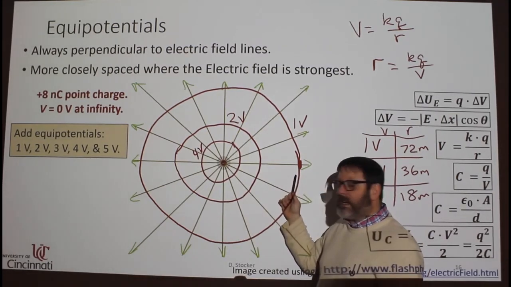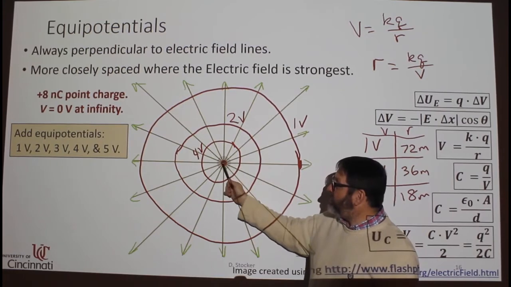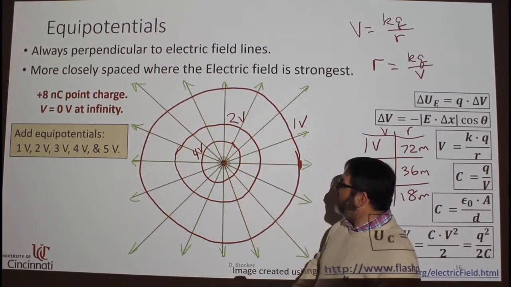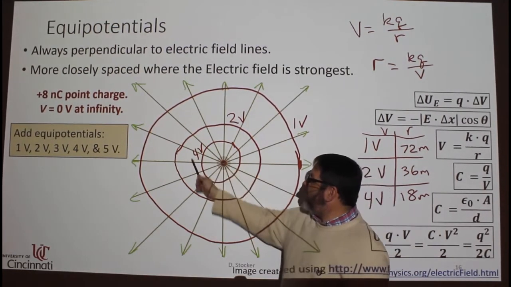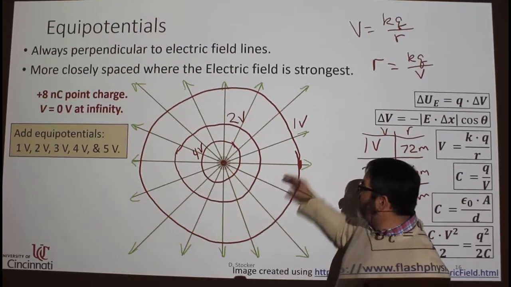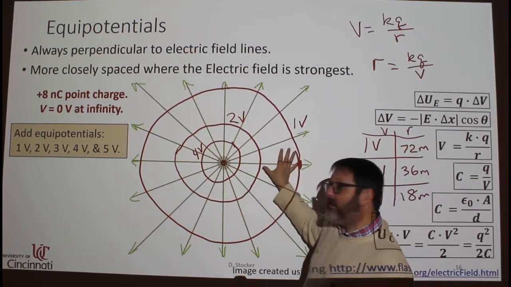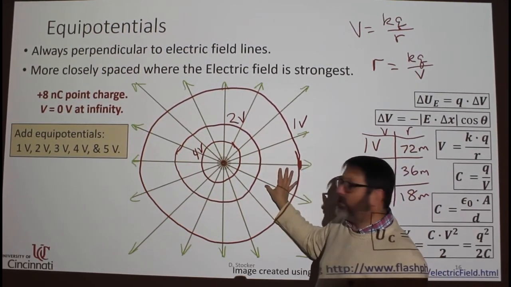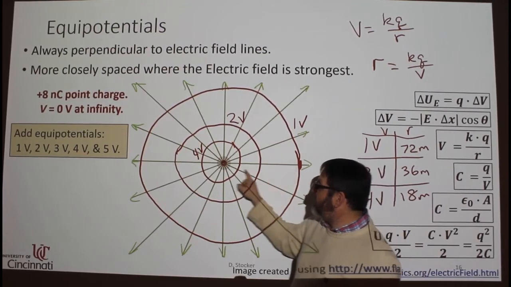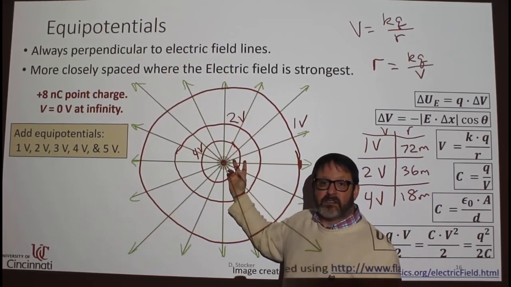You can see that these equipotential lines are getting closer and closer together as I approach the charge. And in fact, if I had put the 3 volt line in, it would be even more pronounced. So the electric field lines are far spread out here, and the equipotential lines are also spread out in the same area. As the field lines get closer together, so do these equipotential lines.